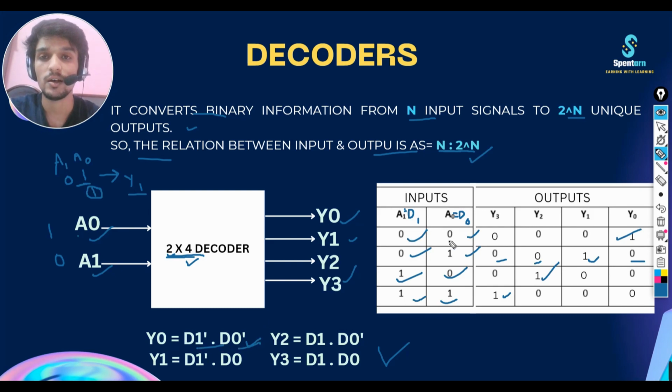Both are 0, 0. We have already seen the SOP format, that whenever we have a 0 as the input, we will be complementing the variable, right? So here we have complemented it. Okay, similarly, we can do it for all of the others.